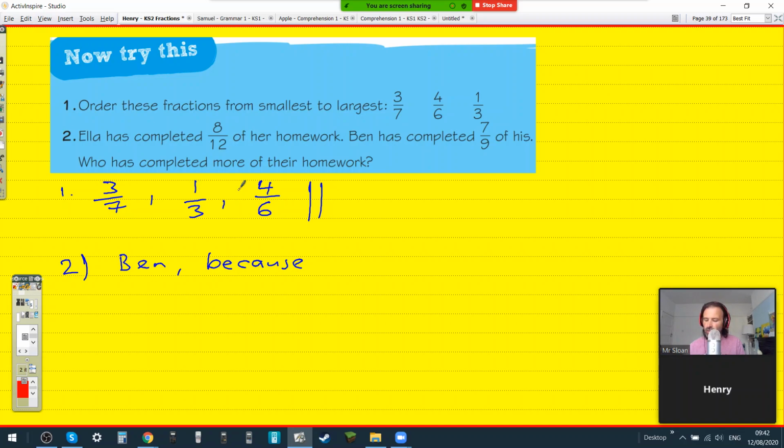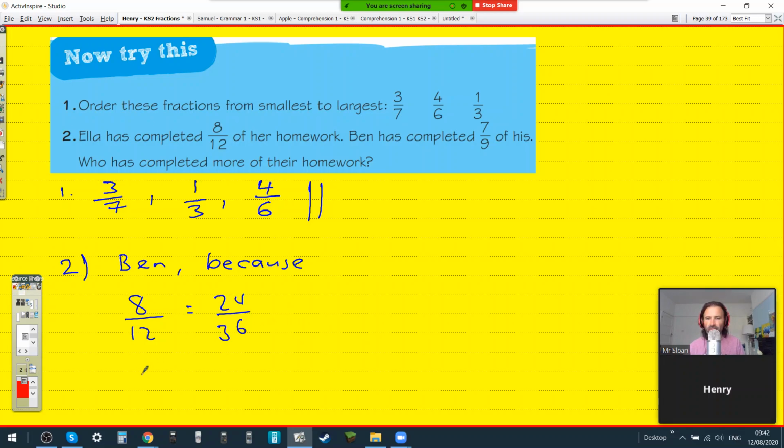Oh yeah. Ben has done more of his homework because the common denominator for 9 and 12 is 36. So what I did is I times 12 by 3 to get 36. So I had to times 8 by 3, which got me 24. And then for Ben, I had to times 9 by 4 to get 36.